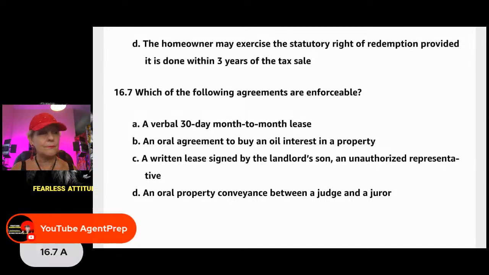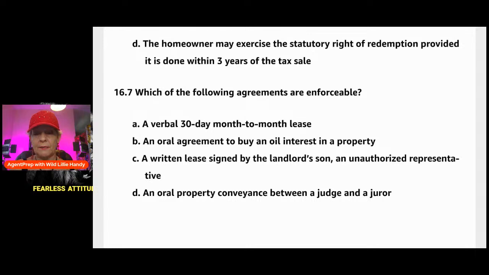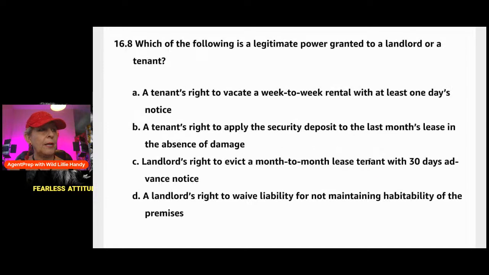So it is a verbal 30-day month-to-month lease, right? Oral agreements on oil interest and property, no. Oral property conveyance of a judge, no. Those things have to be in writing. And an unauthorized representative signing an agreement, no, that's not valid. Okay, 16.7a, already did it. All right, number 8. So glad you caught that.